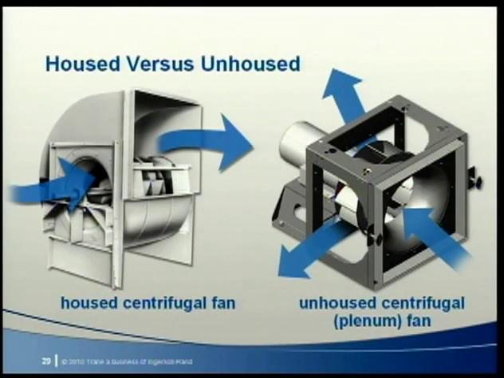Another way to characterize a centrifugal fan is by whether it's a house fan or a plenum fan. A house fan contains a scroll or housing that directs the air leaving the fan in one direction. A plenum fan consists of a centrifugal fan wheel, typically with airfoil blades, without the surrounding housing. The fan wheel pressurizes the surrounding plenum, allowing air to discharge in multiple directions.